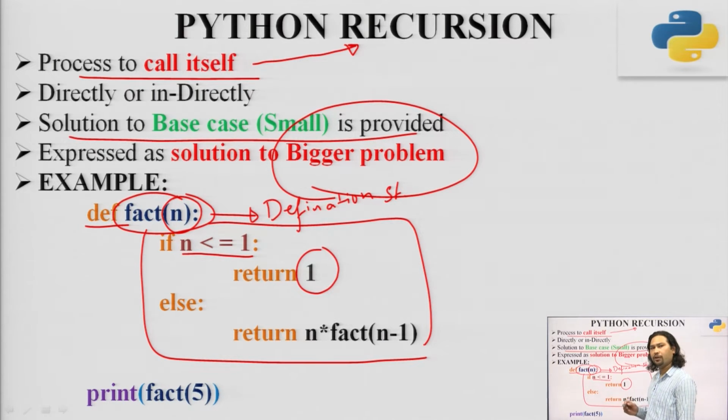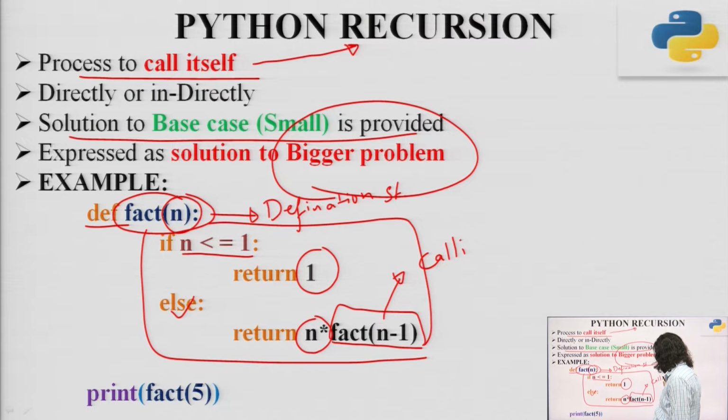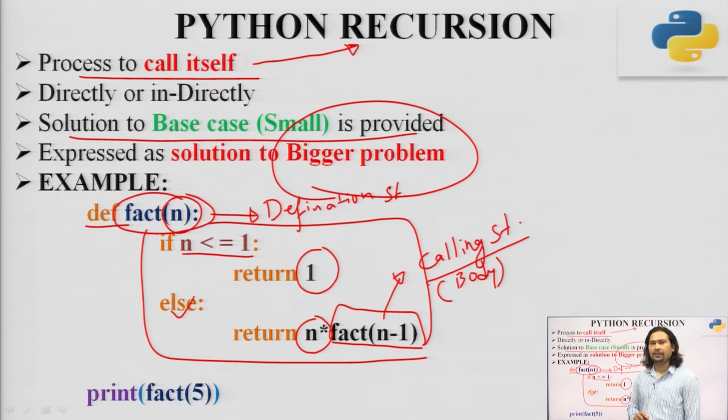But what about if the number is greater than 1? That is covered in this one, and here we can see that we are multiplying n with the function again. That means it is a calling part inside the body. This is your calling statement, which is presented inside the body of the function. You can see that on one condition the function is calling itself again, but the parameter is changed, that is n minus 1.